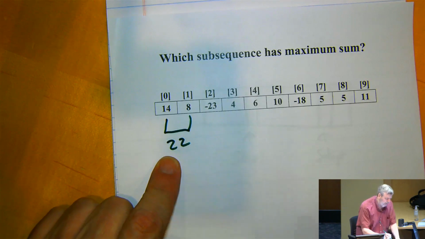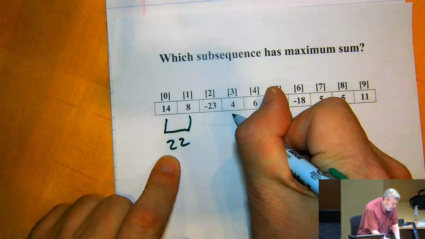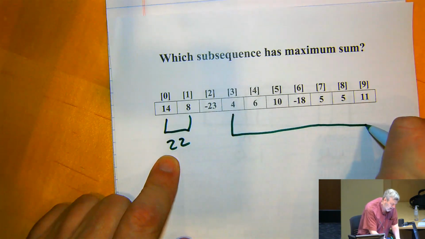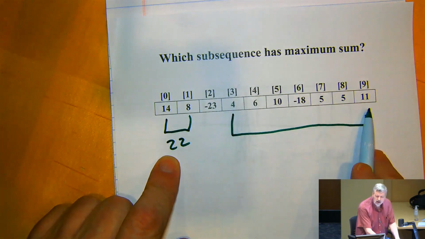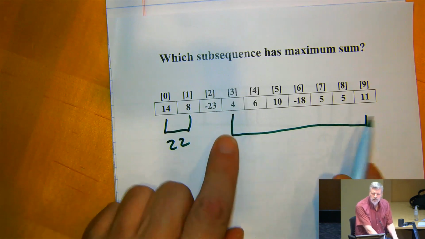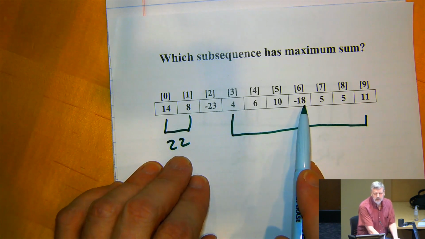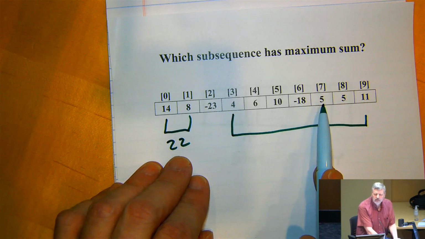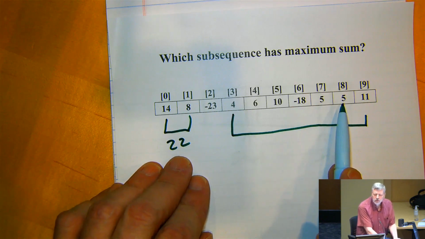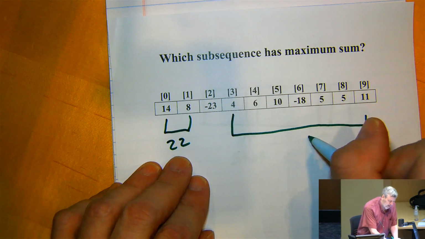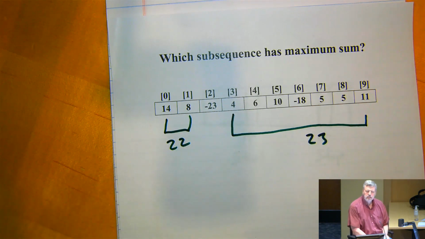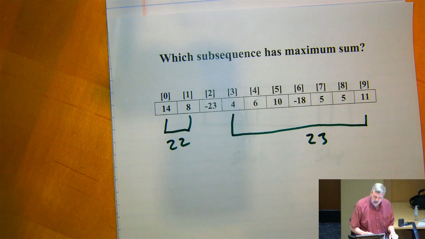You have to be a little more thorough. What you'll find is that if you take all of these values, 3 through 9, as your start and stop, you get a better sum. Because this is 4 and 6 is 10, and 10 is 20, and then there is a negative, but 20 plus negative 18 is 2, and then with 5 gives you 7, with 5 gives you 12, and 12 plus 11 is 23. So the maximum subsequence here is 3 through 9. It's a little trickier than you might imagine.